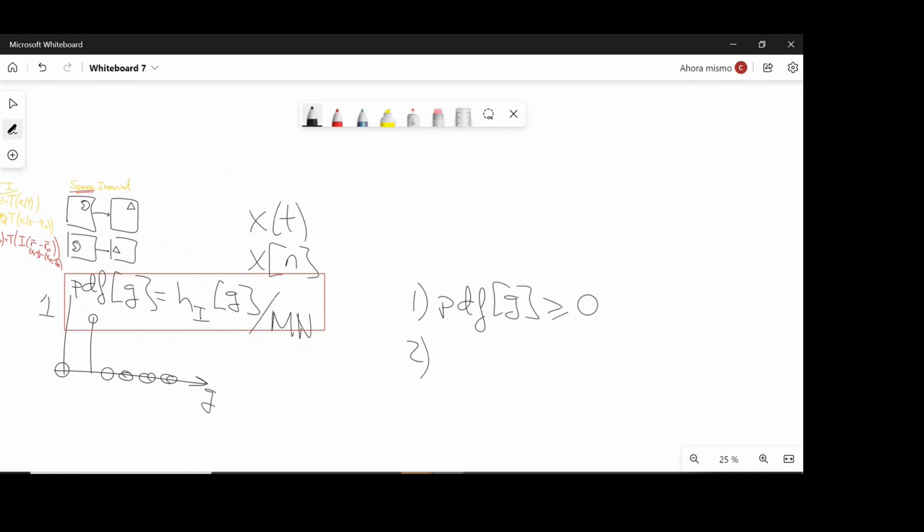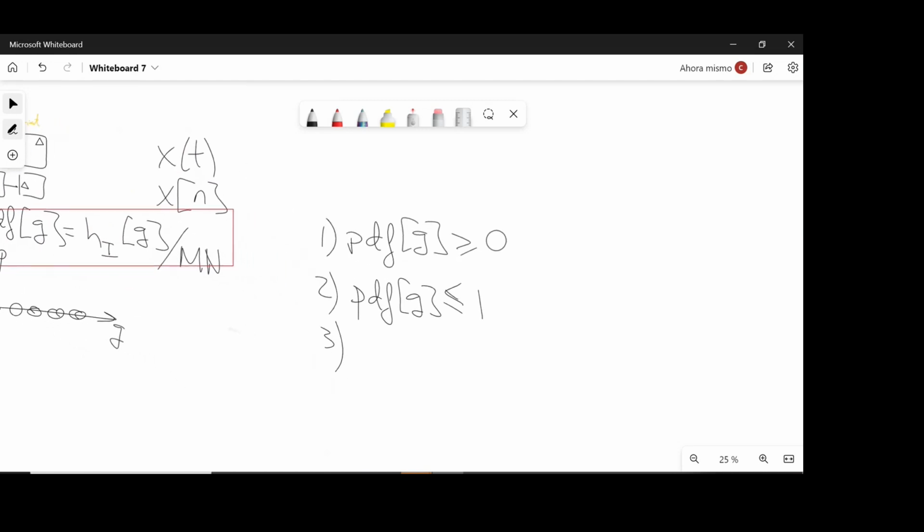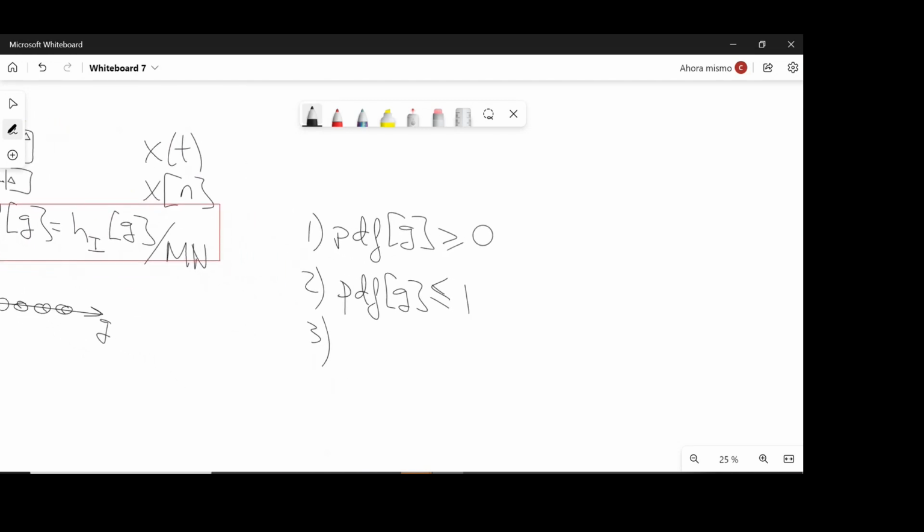Yeah. So, okay, then there are three. It has to be smaller or equal to one. And that is the third one, which is also very important: the total sum has to be 1. So the sum of all these values of the PDF has to be one.